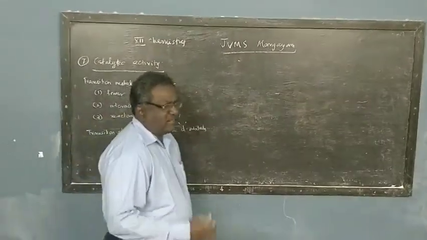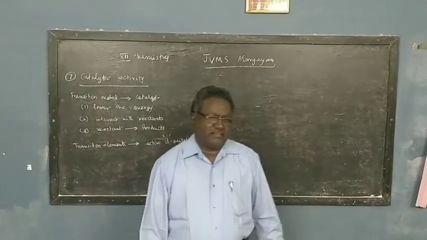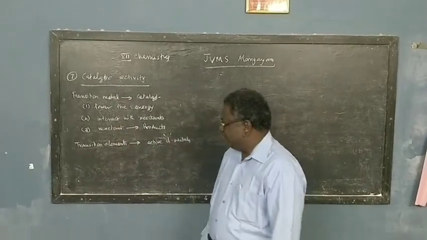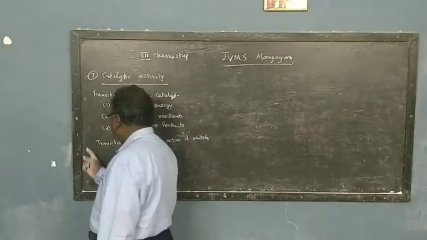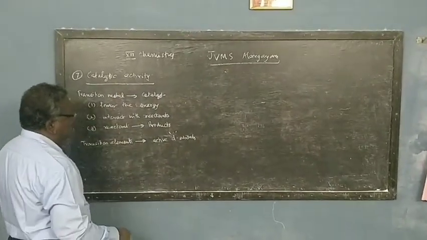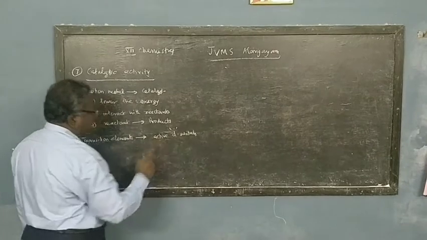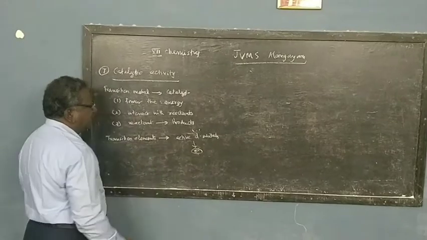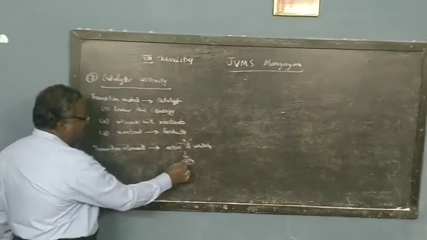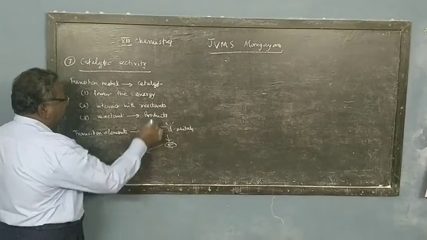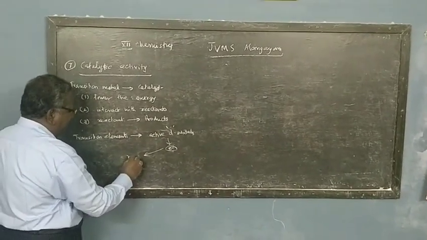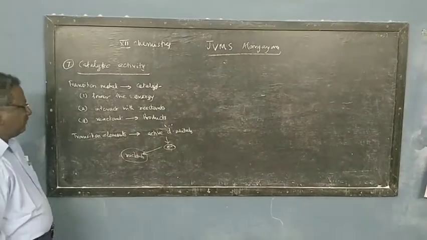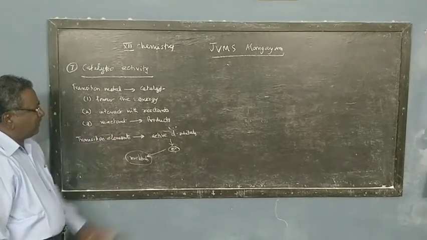Most of the industries, and most of the reactions in the hospitals and medical field, also use catalysts, right? The transition metals are capable of acting as catalysts because they have very active d orbitals, in which we have electrons which are ready to be involved in bonding with the reactants. So the electrons present in the d orbitals can interact with the reactants and make bonds, and as a result the reaction starts and gets completed to form the product.